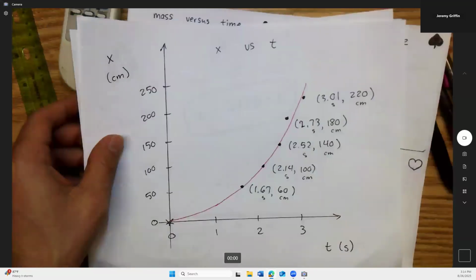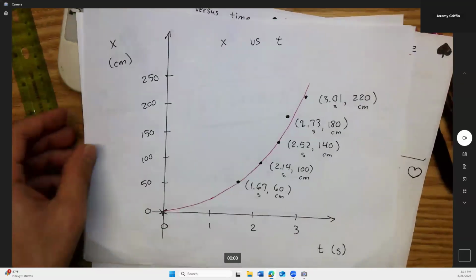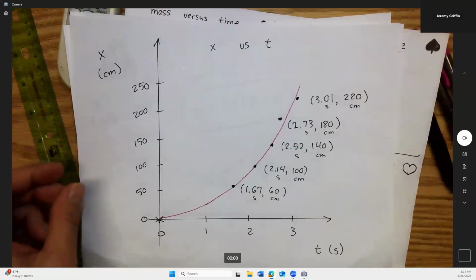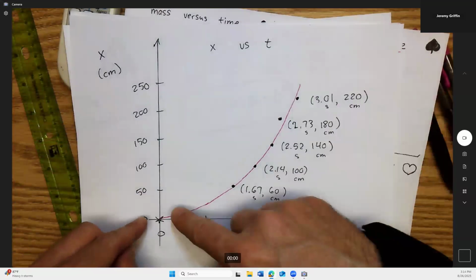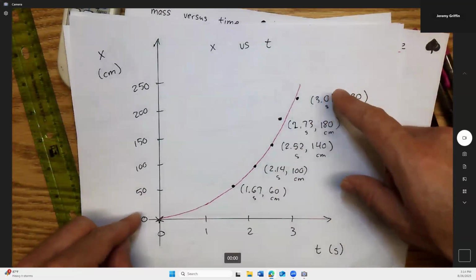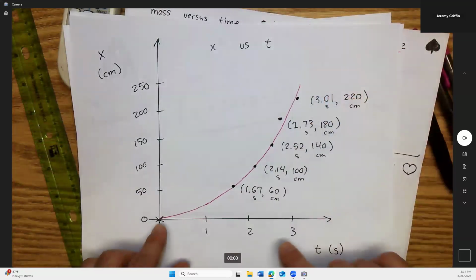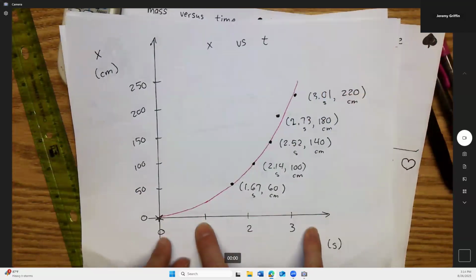Then you guys had displacement versus time. So how far does the car roll as a function of time? Obviously, the more time it rolls, the further it's going to roll. But what shape is that right there? A parabola, or it looks like a parabola. We were suspecting a parabola, and we could confirm that if you square the time axis.